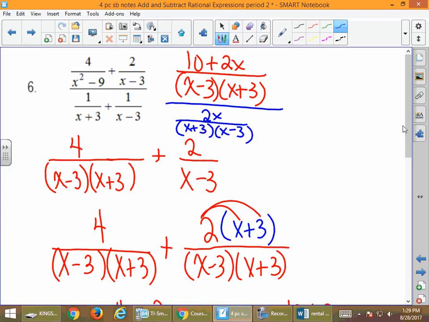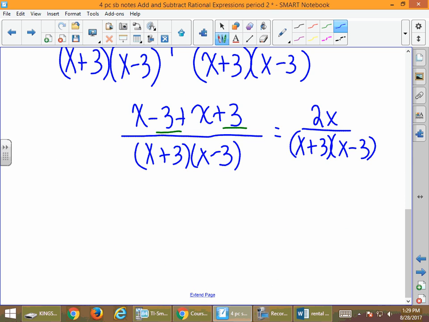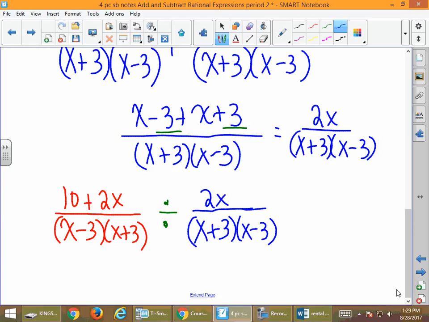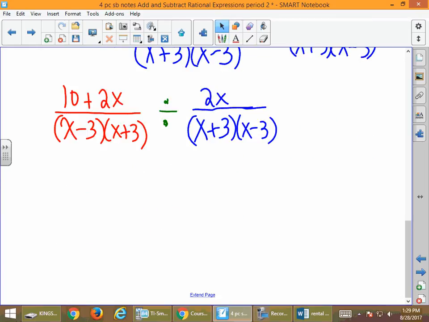So let's take this again. I'm going to scroll farther down on the page, and we're going to write that again in old school form, which is 10 plus 2x divided by x minus 3 times x plus 3. And we're going to divide by 2x, and then we've got our x plus 3 times x minus 3. And when dividing, don't ask why, flip the second one and multiply.